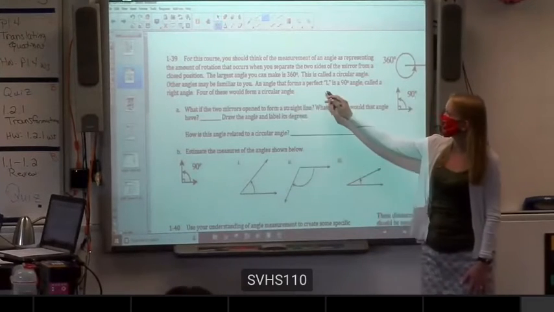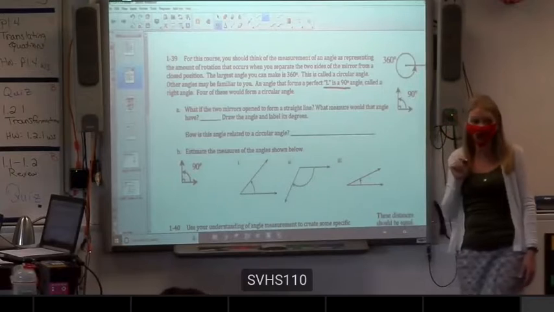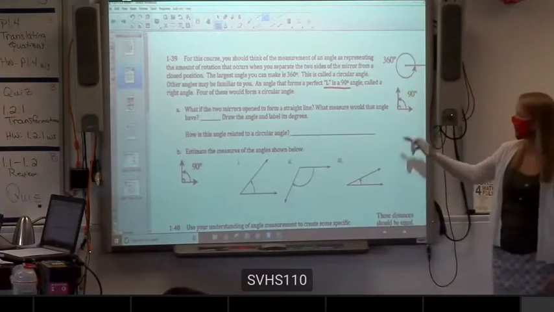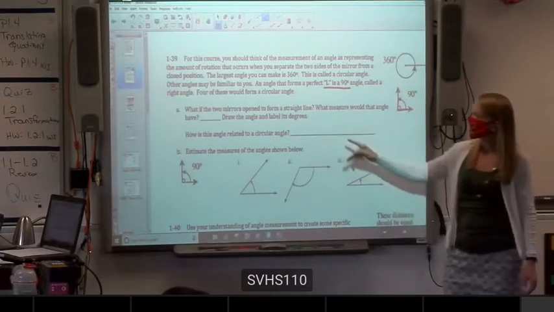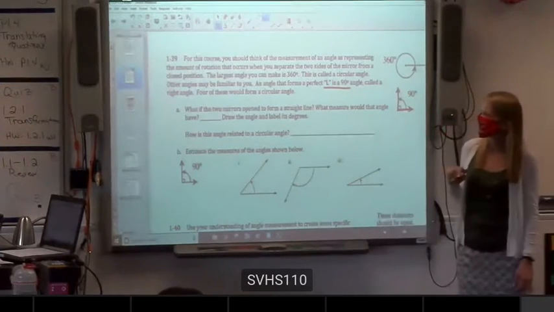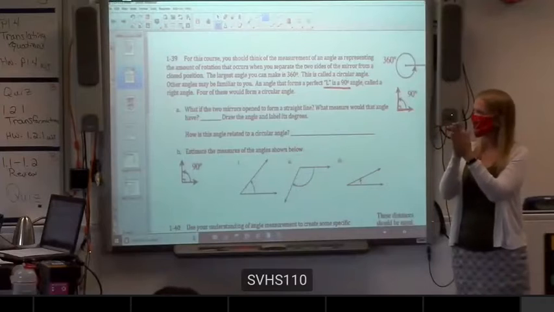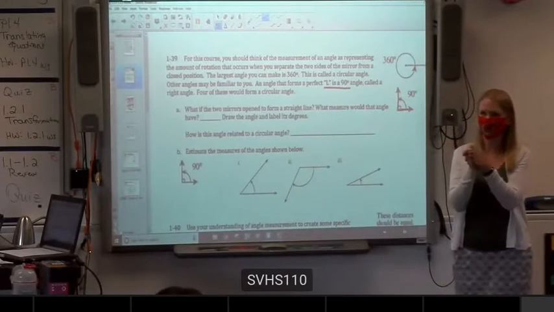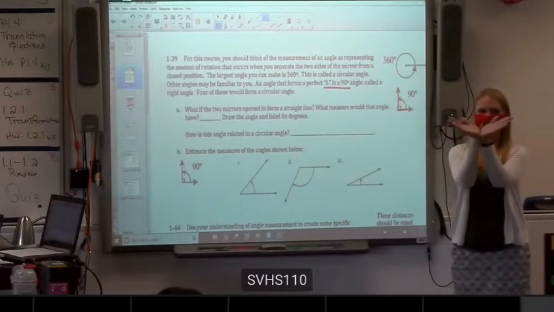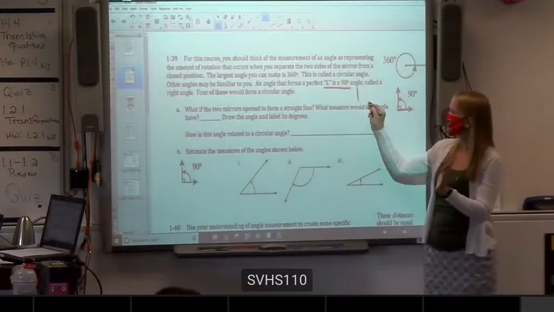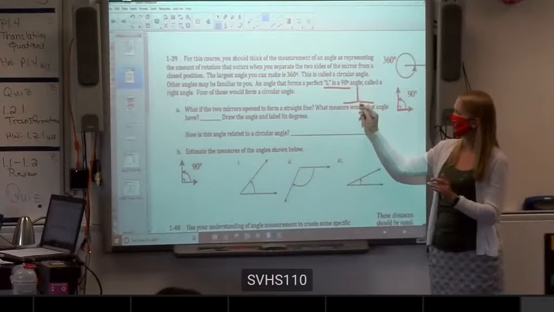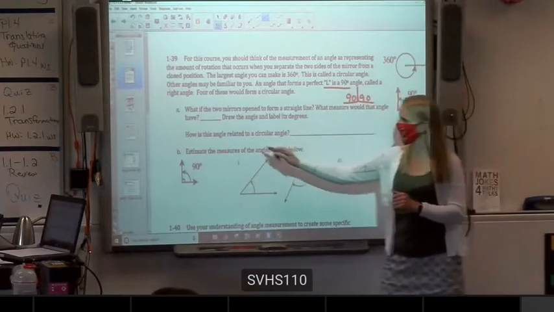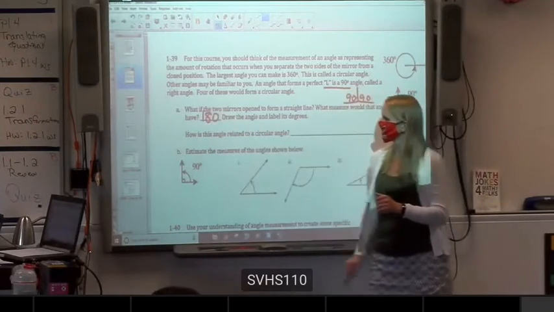Other angles you might be familiar with: if it forms an L, it's a 90-degree angle, also known as a right angle. Okay? So if I open the two mirrors so they form a straight line, what measurement would it have to be? 180? Exactly, because it'd be an L on one side and an L on the other side. So we'd have 90 here and 90 there. It'd have to be 180 degrees.